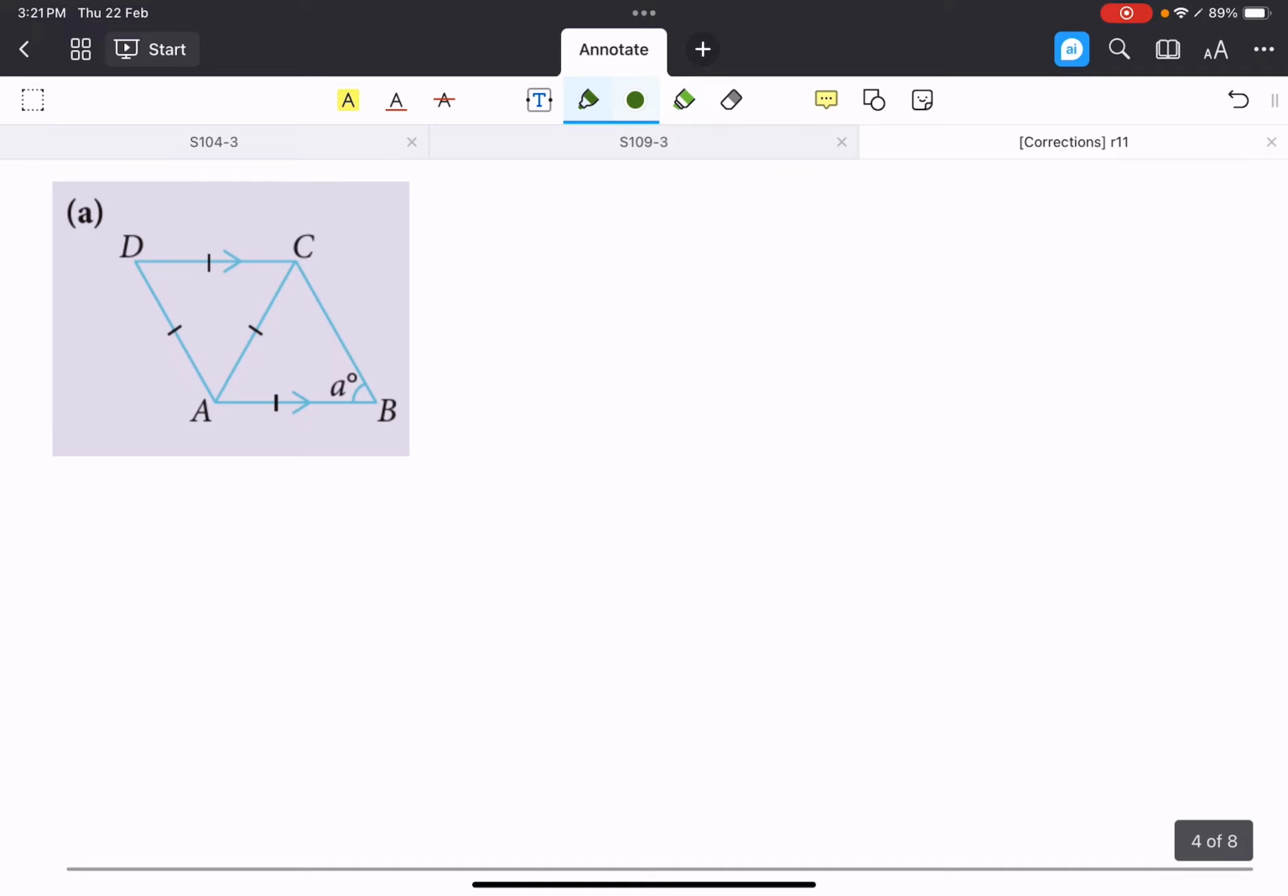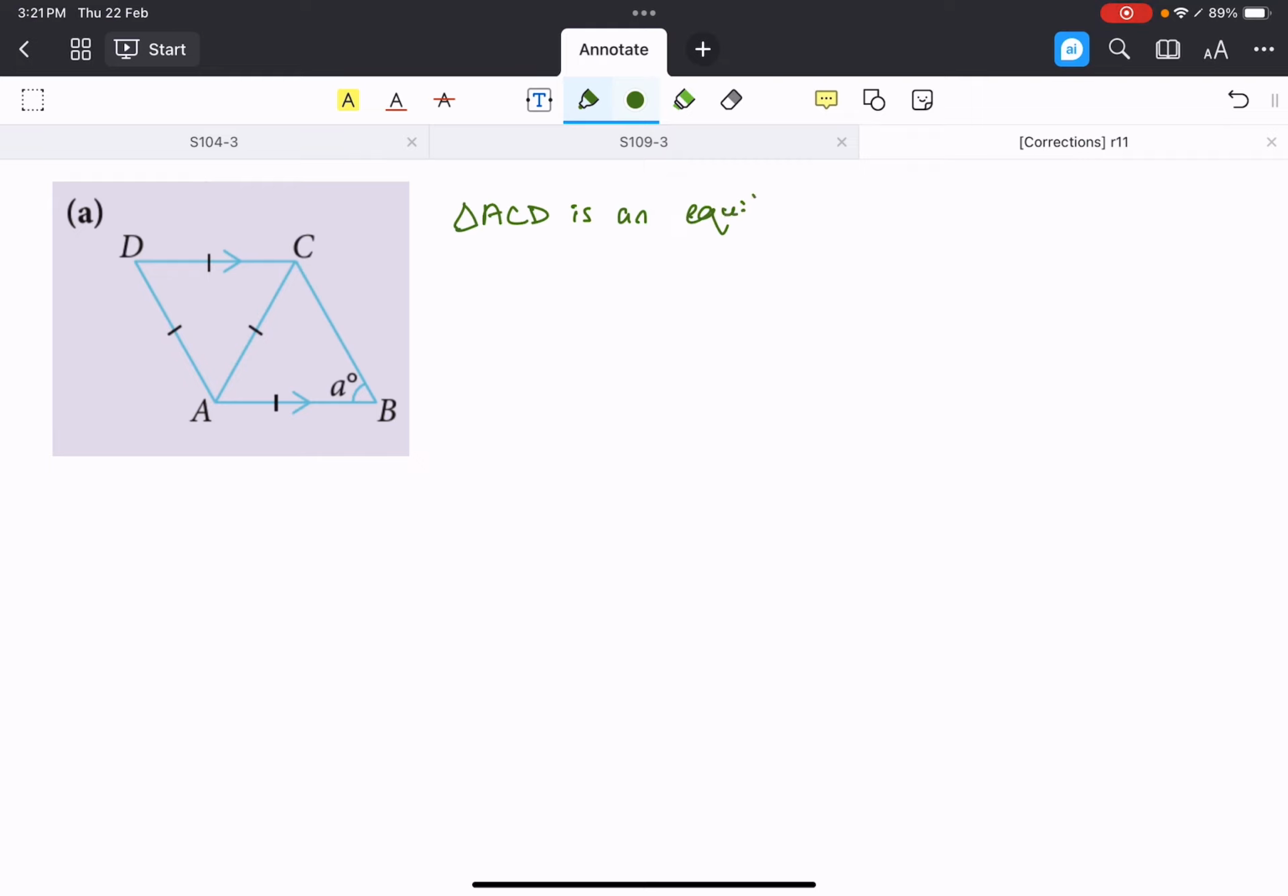Now this time round we have a rhombus. Does it look like a rhombus? Yeah, it's a rhombus. We are told to find the angle A. What we need to identify first of all is that triangle ACD is an equilateral triangle. Can you see that?